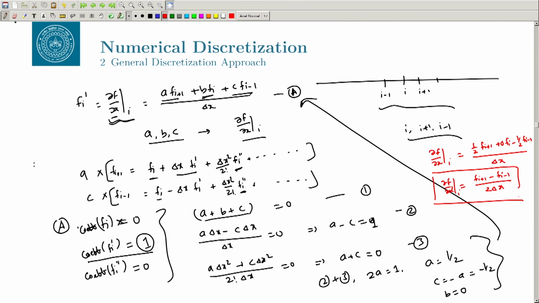Now, this looks very trivial because you can easily calculate the central differencing formula, but basically you can use this general discretization approach to find approximation of derivative using any discretization points. Okay, you can use I minus 1, I plus 1, I plus 2 and so on and so forth. I will show you some examples.